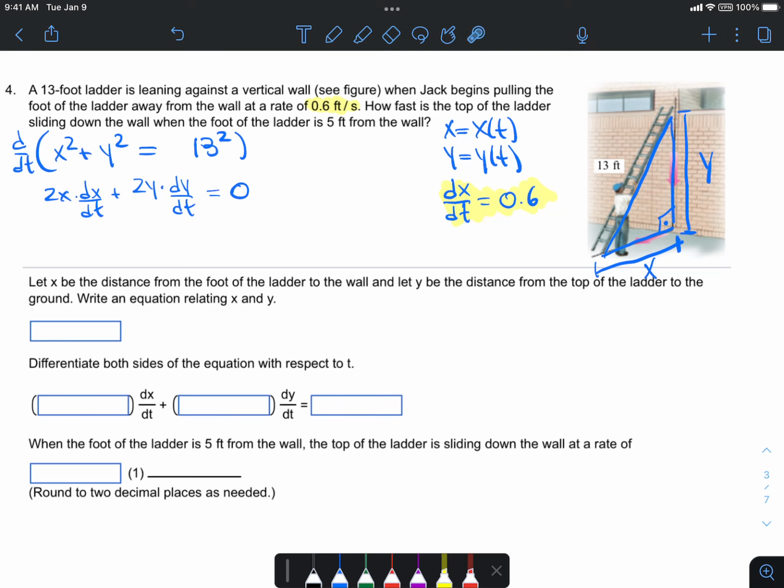Secondly, because both x and y change over time, we are looking for a specific moment in time, which is the moment when the foot of the ladder is 5 feet away from the wall. So when x is 5, what is y? That's the second piece of information we need to plug into that equation. So back from this original Pythagorean theorem equation, 5 squared plus y squared equals 13 squared. So y squared equals 169 minus 25. y squared equals 144. y equals 12.